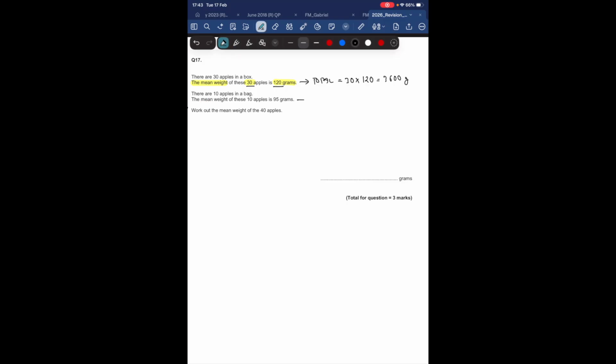So the total weight of these 10 apples will be 10 times 95, which gives us 950 grams. So we know the total weight of 30 apples is 3,600 grams. We know the weight of the 10 apples in the bag is 950 grams. To calculate the mean weight of the 40 apples, the total weight of all the apples will be just done by simple addition, 3,600 plus 950.